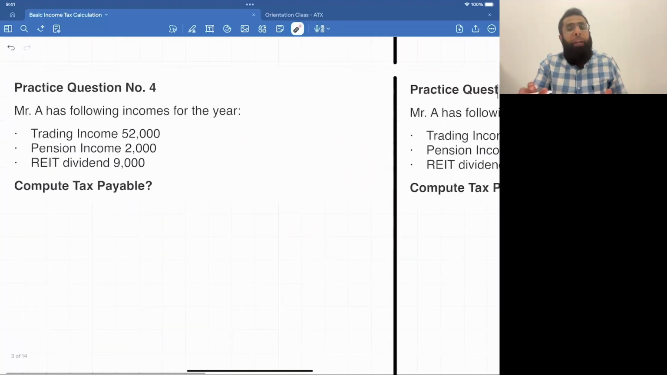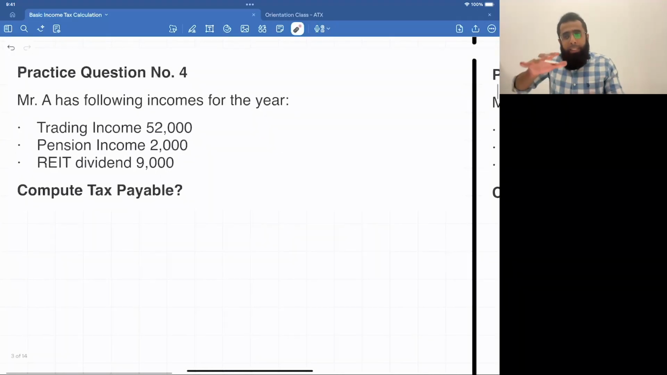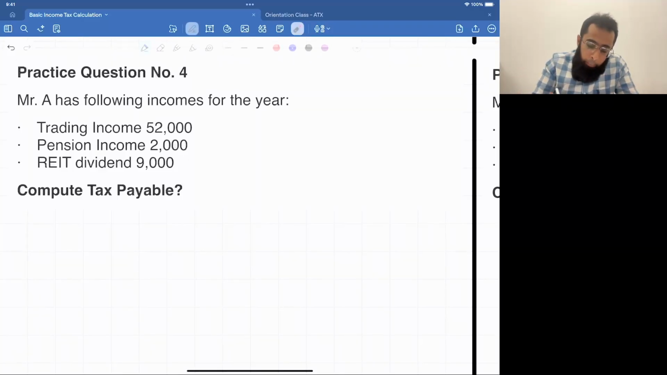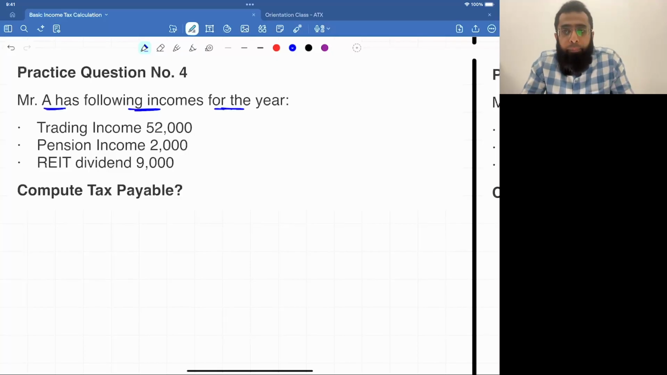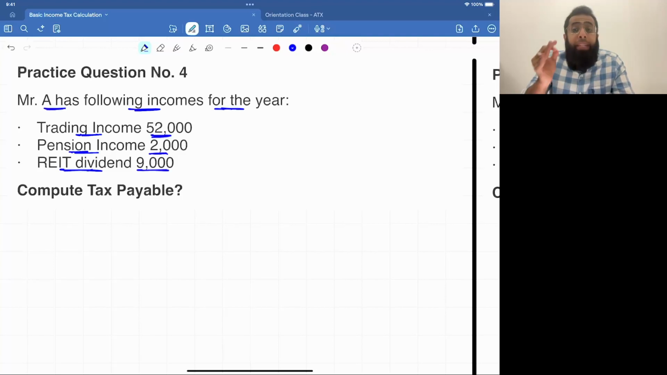Now, just have some patience. Let's do 3 practice questions. What is withholding tax? What's receipt basis? How we do it? Let's look at it. Now, practice question number 4. Mr. A has following incomes for the year. Trading income is 52,000. Pension income is 2,000. Real estate investment trust dividend.